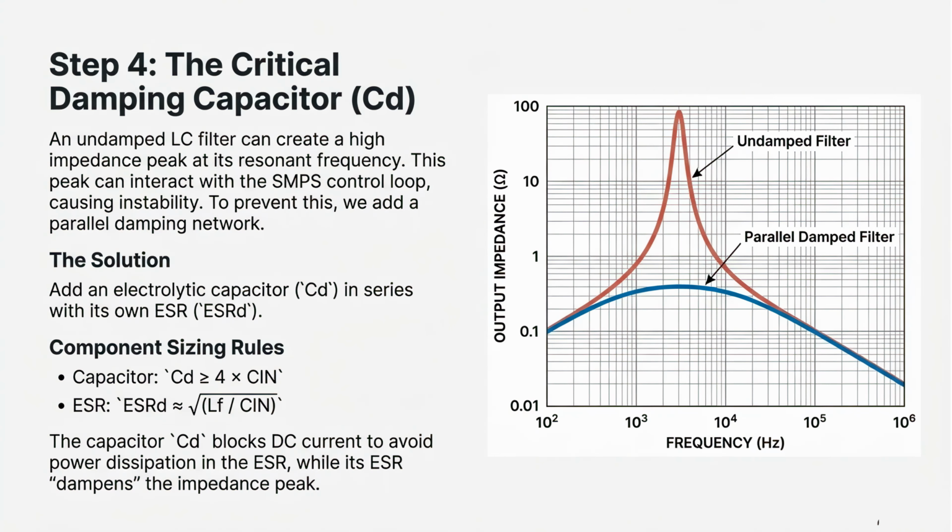Step 4 is the critical damping capacitor. An undamped LC filter creates a high impedance peak that can cause instability. A parallel damping network prevents this by flattening the impedance curve.